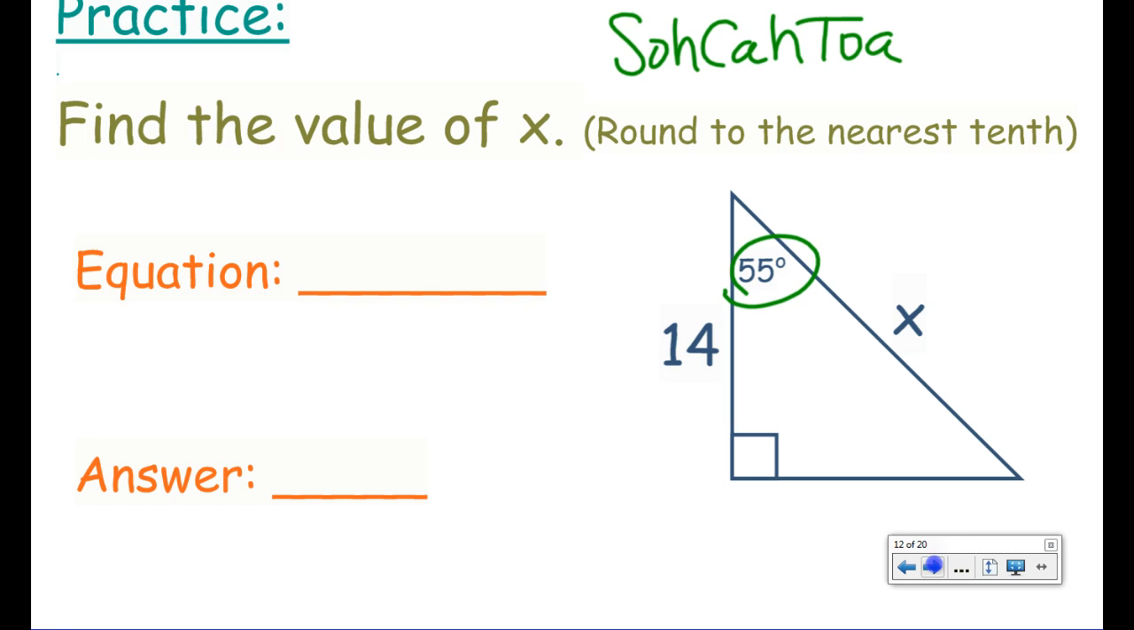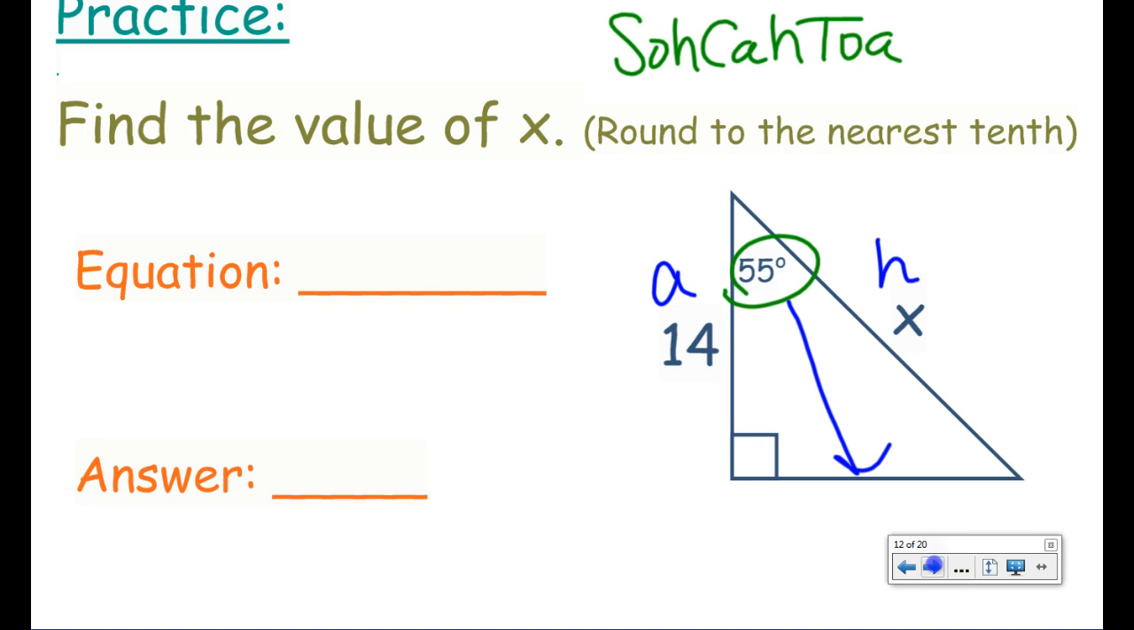Okay, Megan, compared to 55, what is 14? Is it opposite or adjacent? Adjacent. So if you draw an arrow from your angle, you're pointing to opposite. We don't have an opposite. It's empty. So 14 is adjacent. Julius, what side is X? What would you call it? Opposite, hypotenuse, or adjacent? Hypotenuse. Very good. So we've got an A and we've got an H.